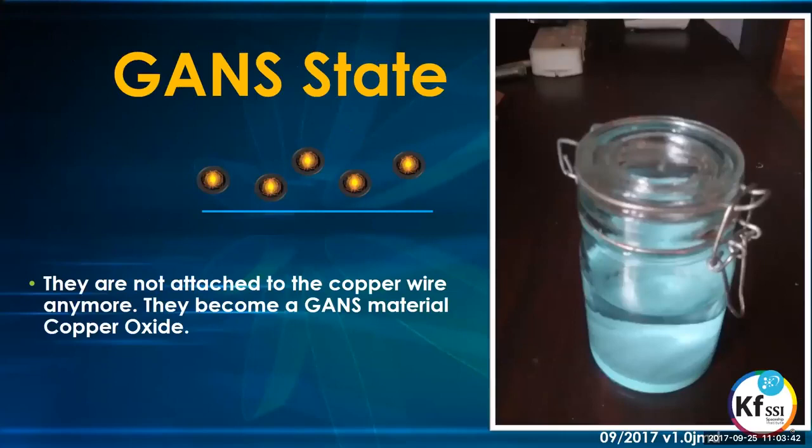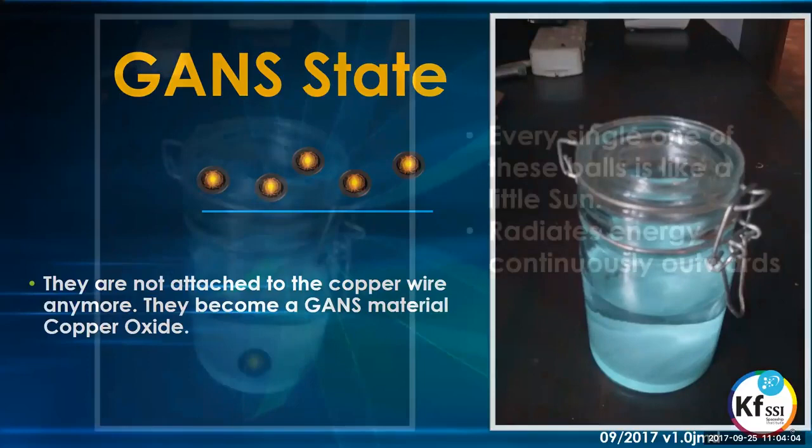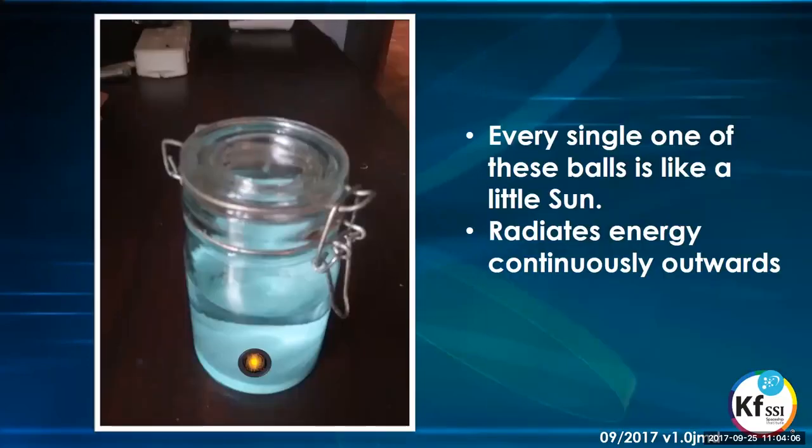So now you're looking at a picture of the jar, there's billions of tiny little particles, and those have made their GaNS already. Each one of those tiny little GaNS is now independent, and it's not attached to anything anymore. And if you can view every single one of these little balls as a little sun, it is radiating energy continuously outward and receiving energy coming in.